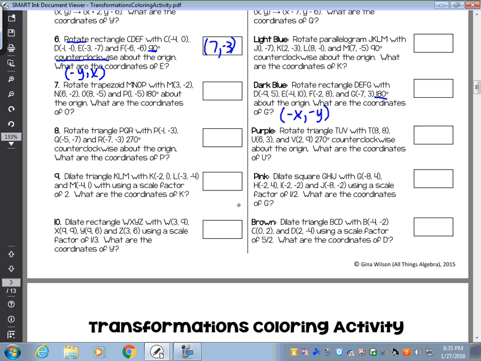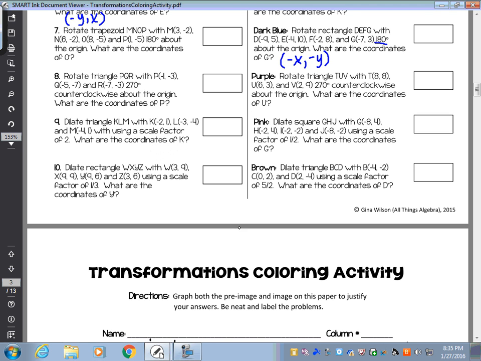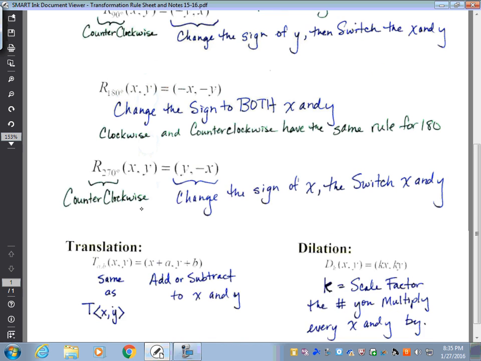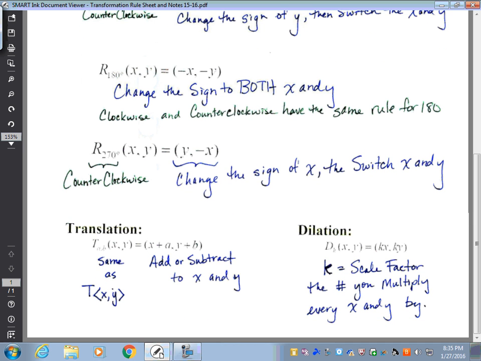And the last type of transformation, which we haven't really practiced, we kind of just talked about it in some classes compared to others, is a dilation. And so you have a dilation example on number 9. It tells us we're going to dilate the triangle KLM using the scale factor of 2. And on your reference sheet, your rule sheet, when you're dealing with a dilation, K is your scale factor. Basically, that's your number that you're going to multiply every x and y by. So you're going to multiply both terms by the scale factor.